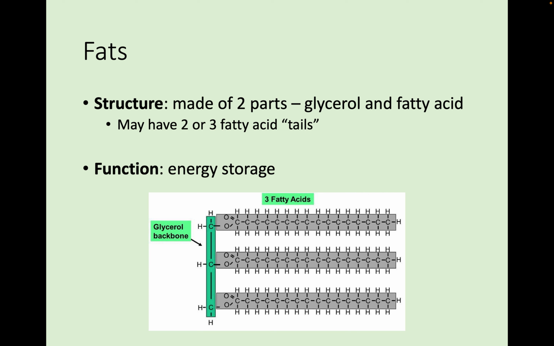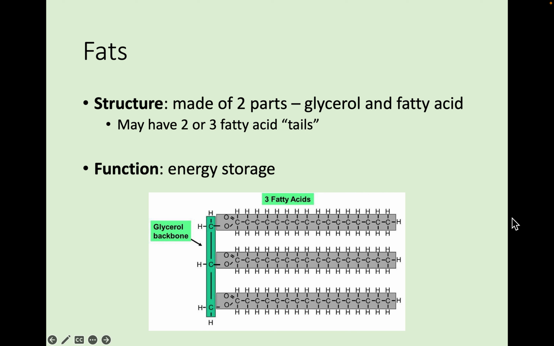A fat is made of 2 parts. It has this backbone part over here, this dark green part. And then it has 3 things that are called tails. Sometimes it only has 2 tails. They're just long structures, long carbons. These ones are kind of short, but it can be like 20, 30 carbons long.